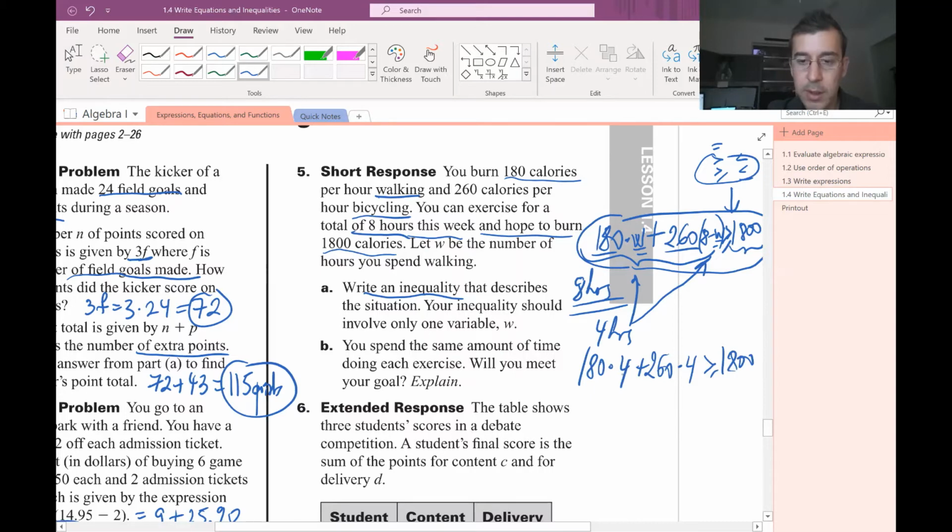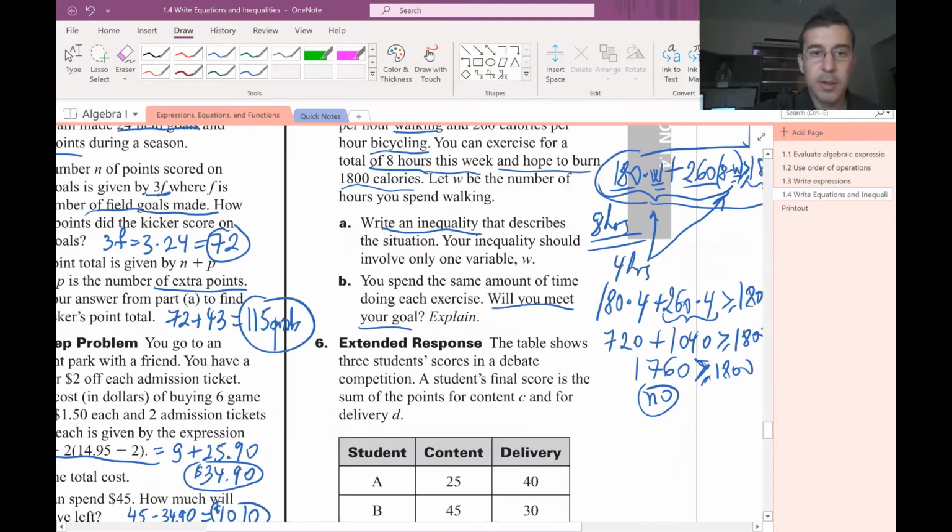So let's see. 4 times 100 is 400, and 4 times 80 is 320, so 720. Plus, you can calculate this as 250 times 4, that's 1,000. Then 10 times 4 is 40, so 1,040. And this is 1760. It's not greater or equal to 1,800. So will you meet your goal? No, we'll fall short because 1760 is not greater or equal to 1,800 calories.